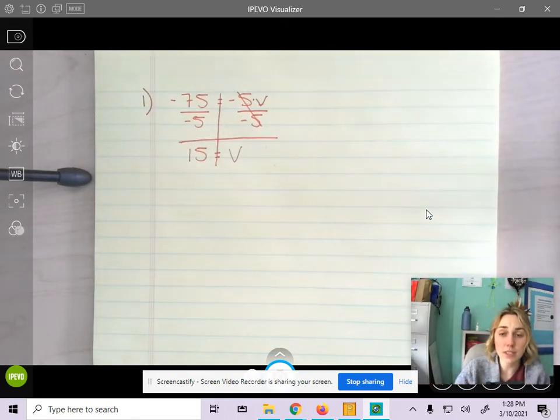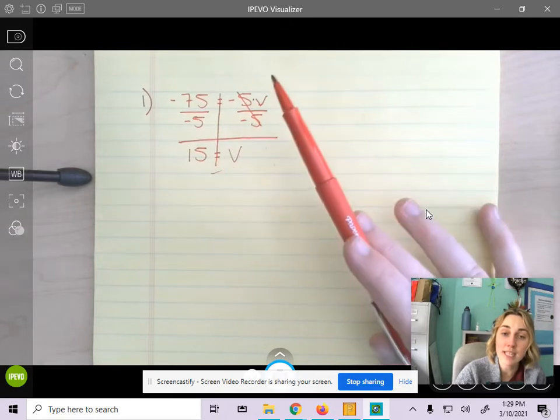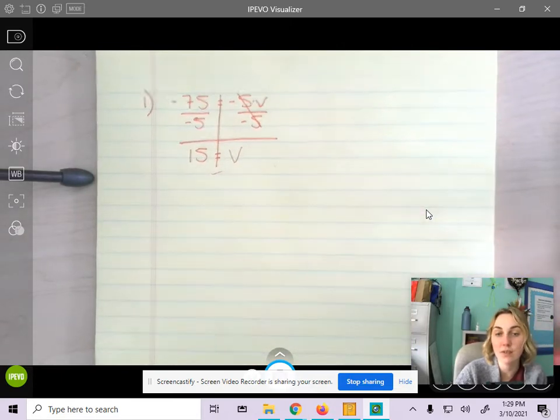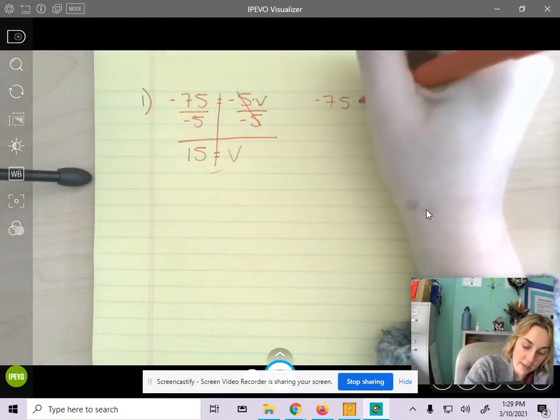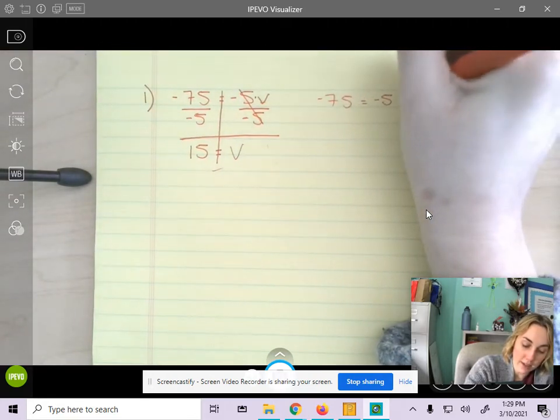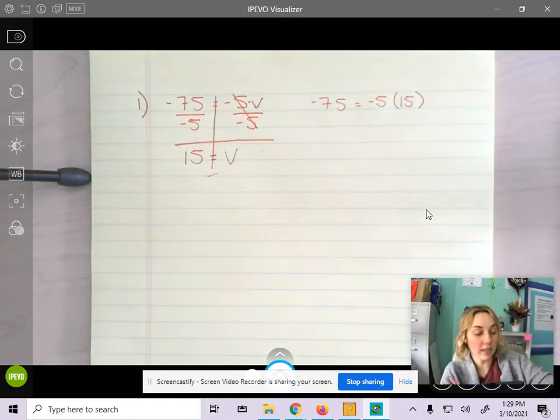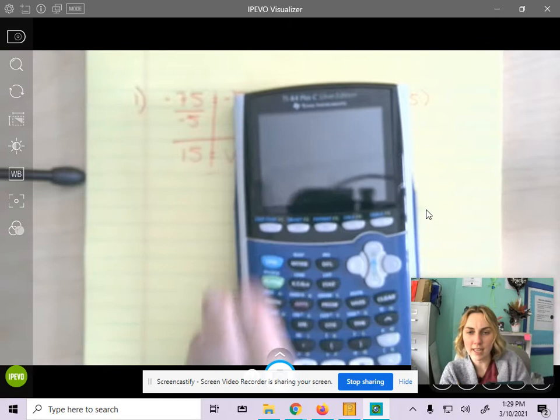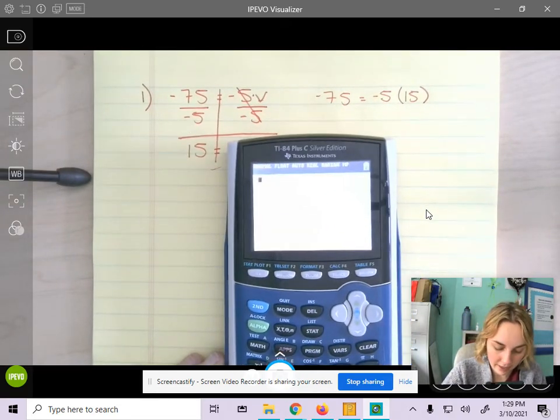And if you're not 100% sure, you can always check it too. Since we know that 15 is v, we can substitute 15 into the equation and see if we get -75 as our answer. So again we have -75 equals -5 times 15, and our v was 15. Let's check it real quick. If you're not 100% sure, always grab a handy-dandy calculator. We have -5, and we're going to multiply that by 15.